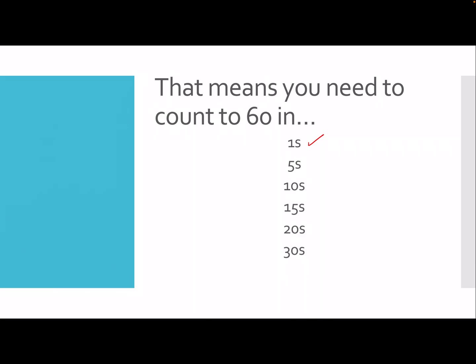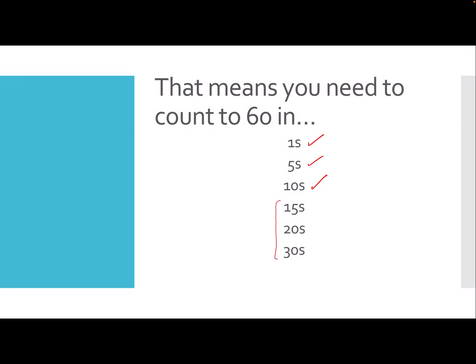Well, yeah, I think you can, because that's where the times tables go up to. 5, 10, 15, 20, 25, 30, 35, 40, 45, 50, 55, 60. I'm sure you can do that. Can you count in 10s to 60? 10, 20, 30, 40, 50, 60. I'm pretty sure you can do that.